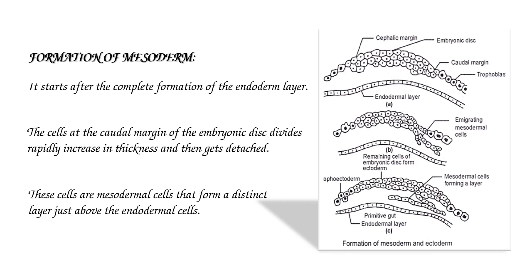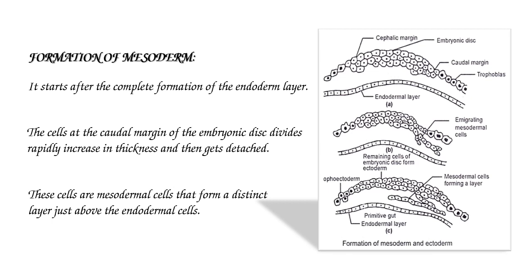Now the formation of the next layer, that is the mesodermal layer. This mesodermal layer starts after completion of formation of the endodermal layer. So after formation of the endoderm layer, the mesodermal layer starts to form. The cells at the caudal margin of the embryonic disc divide rapidly, increase in thickness, and then get detached. These cells are mesodermal cells that form a distinct layer just above the endodermal cells.